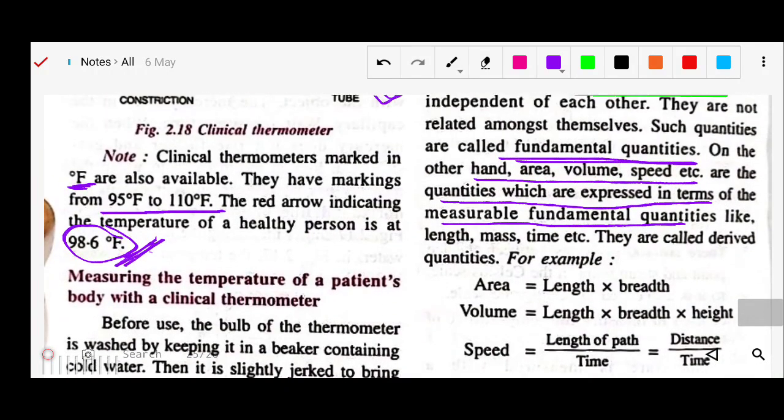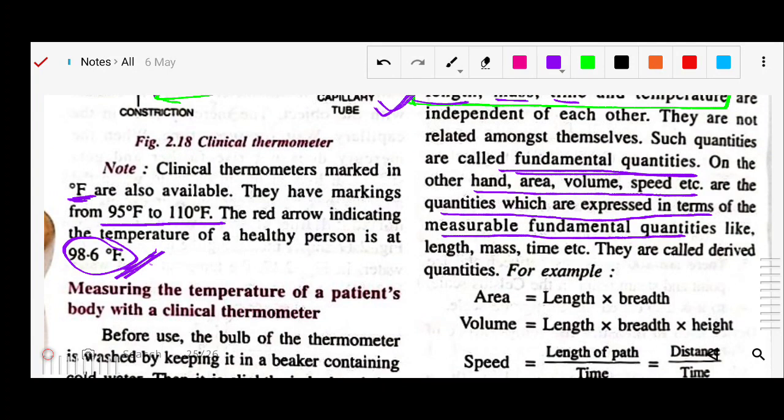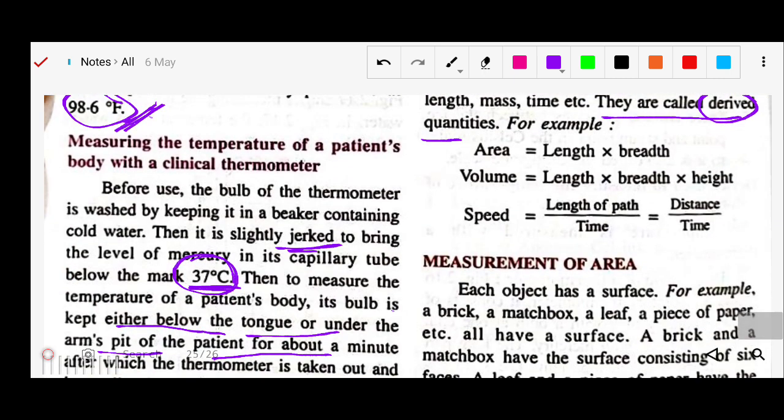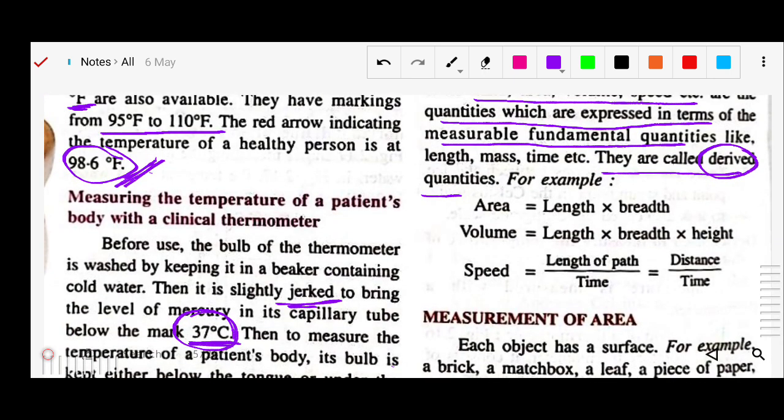That means these are derived from the fundamental quantities, right? They are called derived quantities because they come from the basic, fundamental quantities. As you can see in the examples, area equals length into breadth. Volume equals length, breadth and height. Speed equals length of path divided by time. So area and volume are derived units.